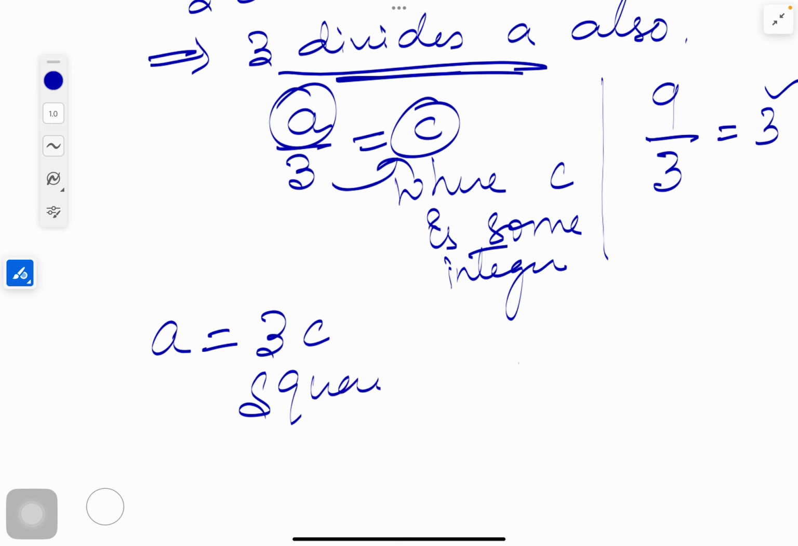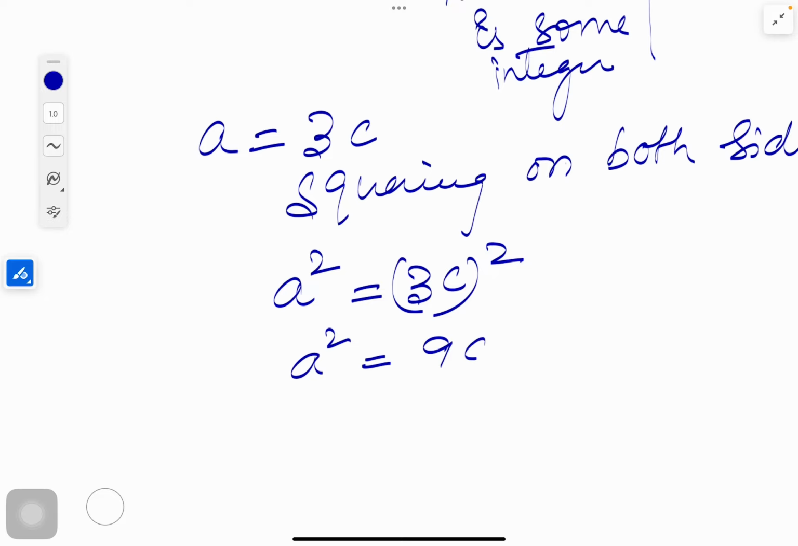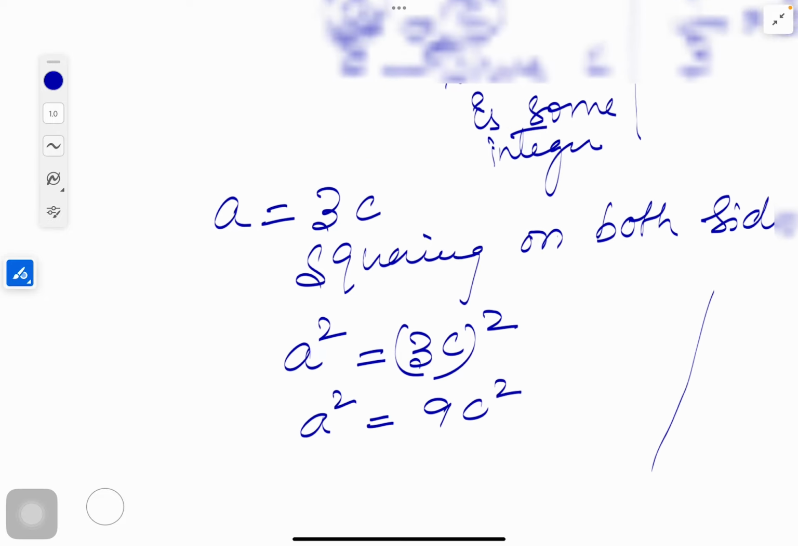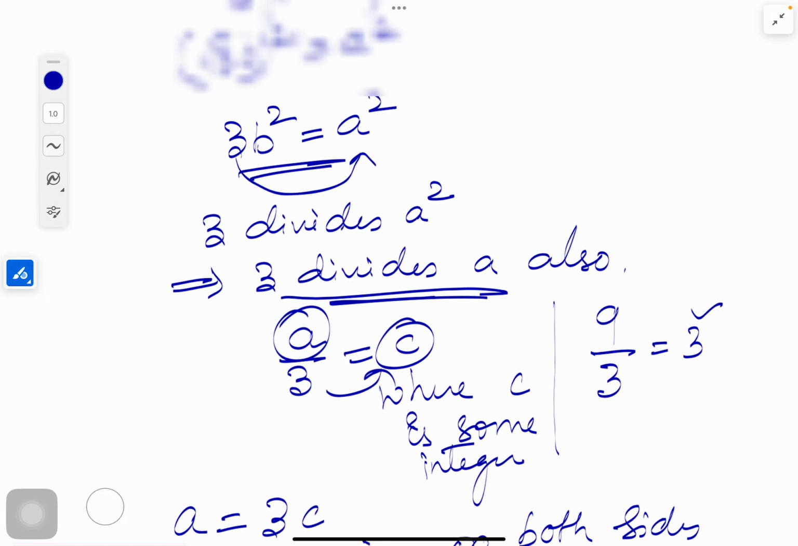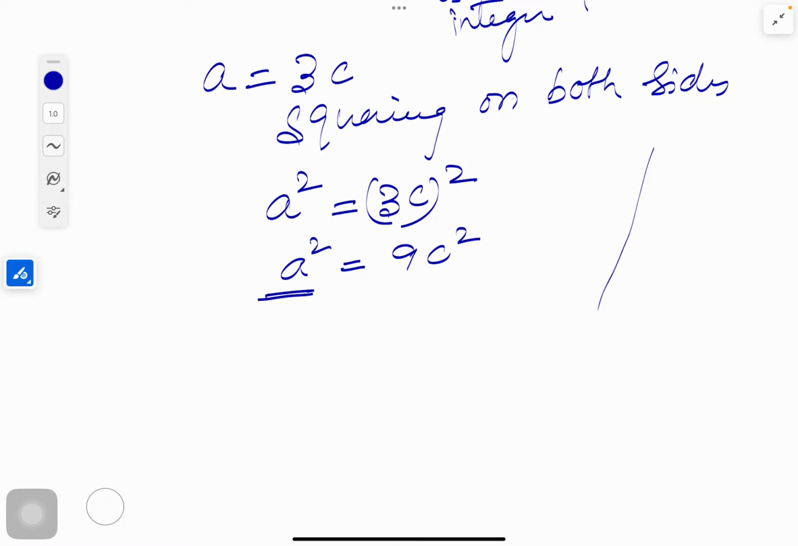Now do squaring on both sides again. Squaring on both sides. If I do squaring on both sides, what I will get? A square is equal to 3c whole square. ठीक है, so a square is equal to 3 square is 9, c square. What is our a square? Our a square is nothing but 3b square, right? So can I replace a square by 3b square? Yes, is equal to 9c square.